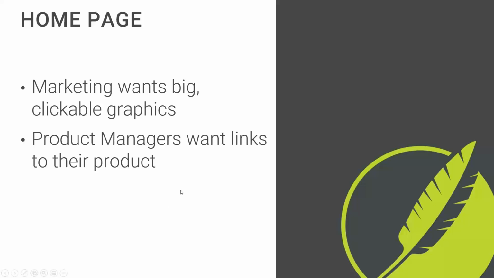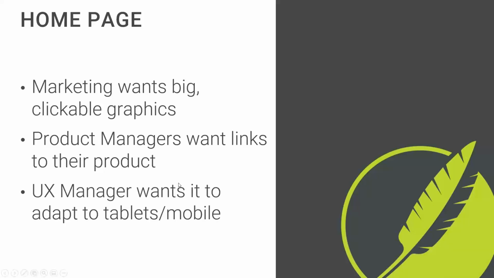Then we go and talk to the product manager. Well, their big thing is they don't want to be left out. Product A better have a link on the homepage. Talk to the product manager for B. Product B better have a link on the homepage. Okay, that's a different requirement. And then we talk to the UX manager, and their big thing is, yeah, all the above, but it had better be able to adapt between a desktop interface, a tablet interface, and a mobile interface. So we have to come up with some new homepage that's going to make all 3 of these managers happy.